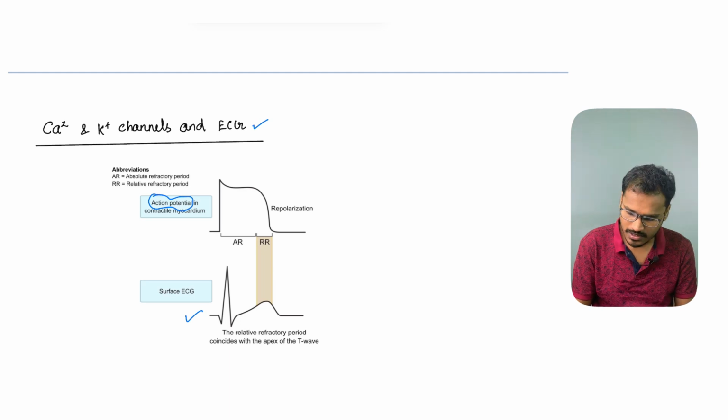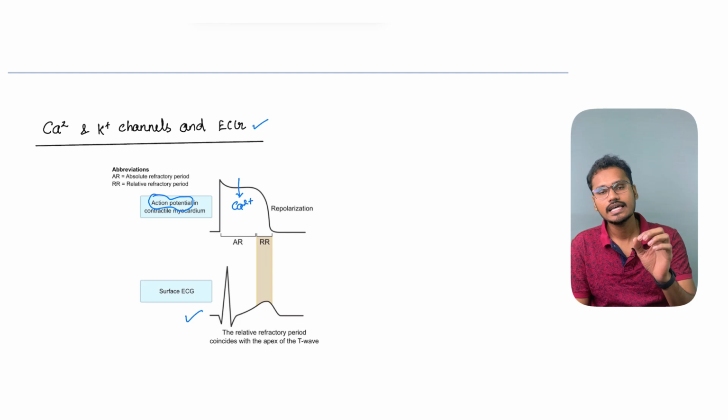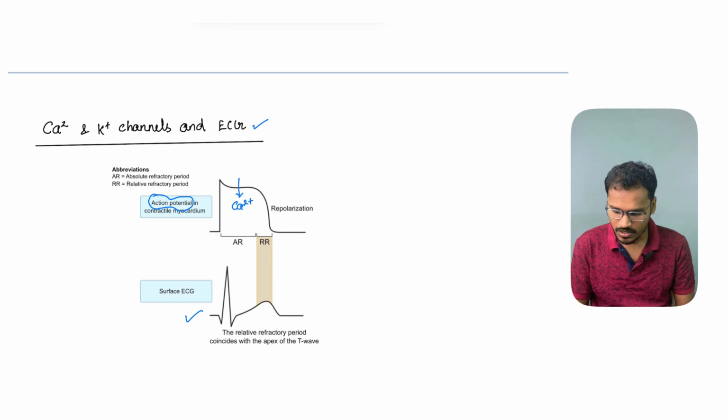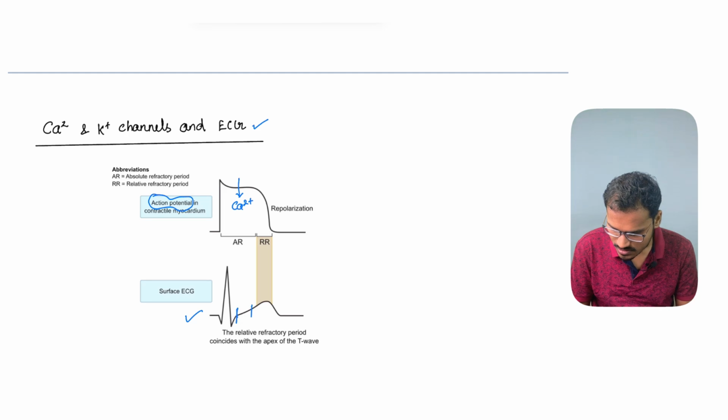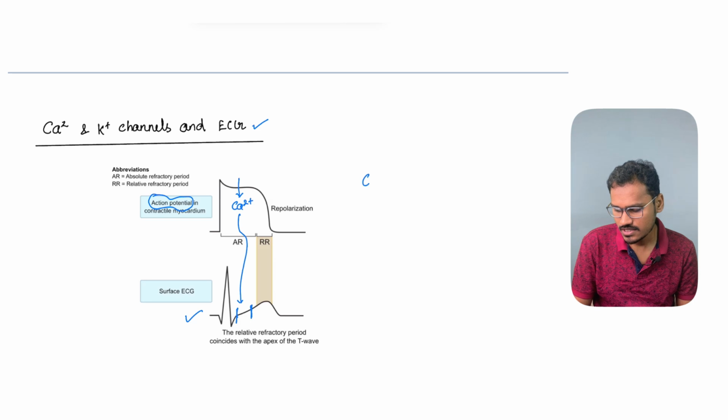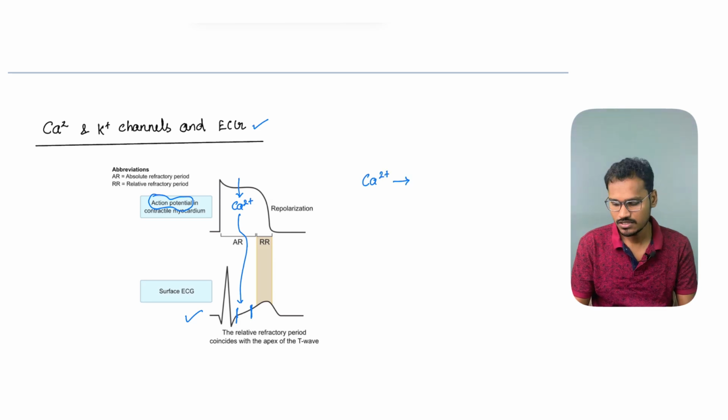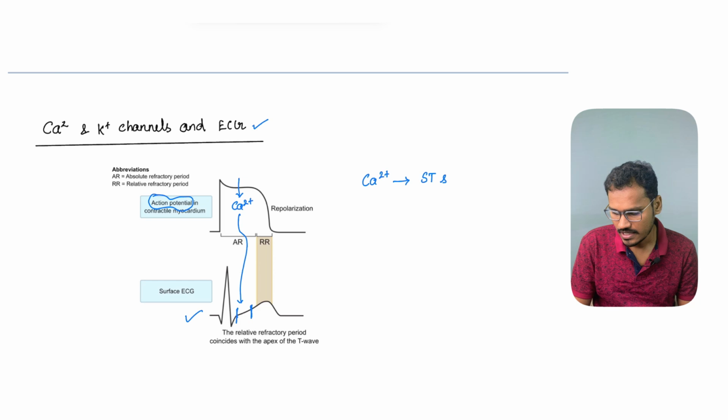Why is this important? Because we can identify which ion will influence which segment of an ECG. As you can see from here, the calcium entry happens during the plateau phase, which we have discussed in the action potential chapter. This mostly corresponds with the ST segment. So whenever there is a significant change in calcium, the first region that is going to be affected is the ST segment. Of course, if the ST segment is affected, then naturally the QT interval is also affected.